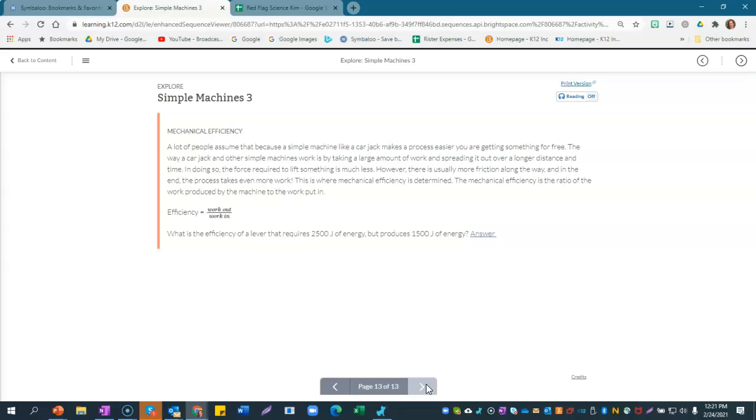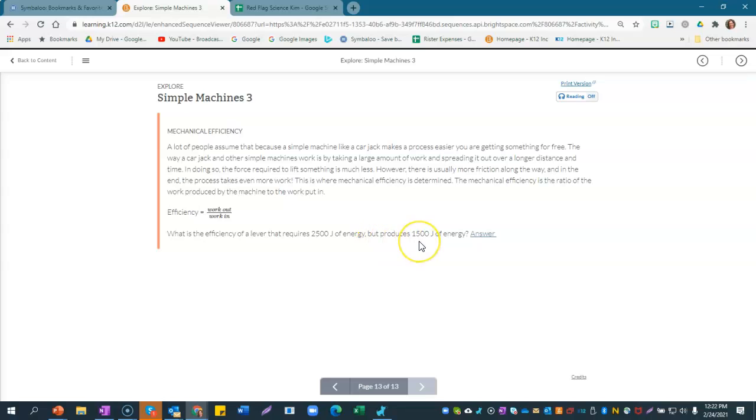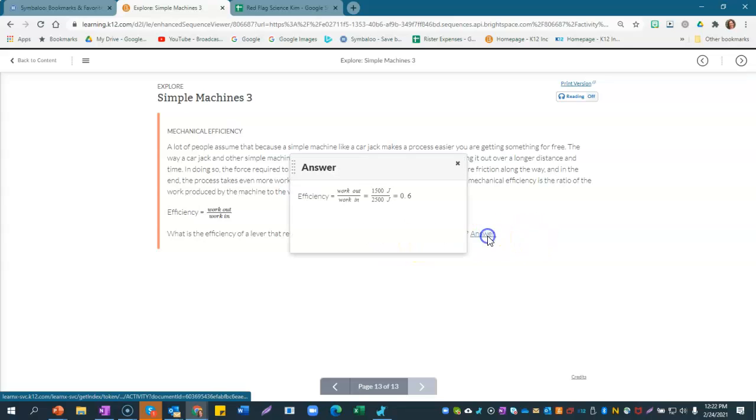Mechanical efficiency is the ratio of work produced by the machine to the work put in. So make sure you have this formula as well. Efficiency is equal to work out divided by work in. So what's the efficiency of a lever that requires 2,500 joules of energy but produces 1,500 joules of energy? So it requires, that would be the work in, produces, that would be the work out. So our answer would be 1,500 divided by 2,500, and that is 0.6.